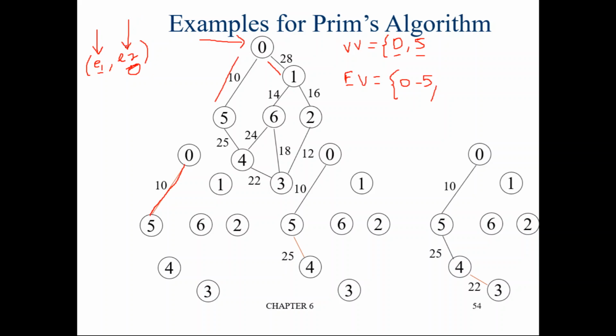Similarly, from 1, other way around, if you see, from 2 also we can see. From 5 also we can see. That is, one of the vertices should be in the tree and the other one should not be in the tree. So from 5 also we can see 5 to 0 is already there, 5 to 4 is not there. Okay, I think this is clear. This is the one which we have to understand clearly.